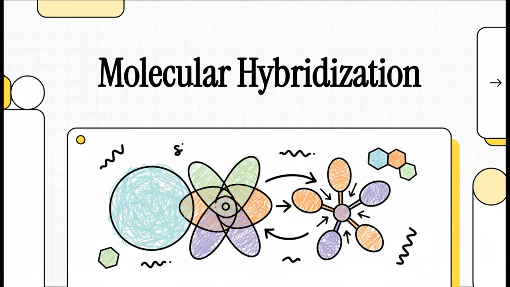Have you ever wondered why water molecules are always bent and never straight? Or how carbon atoms manage to build these incredibly complex structures that make up, well, everything alive? The secret behind all of this molecular architecture, the reason molecules have these specific, predictable 3D shapes, it all comes down to one powerful idea: molecular hybridization.